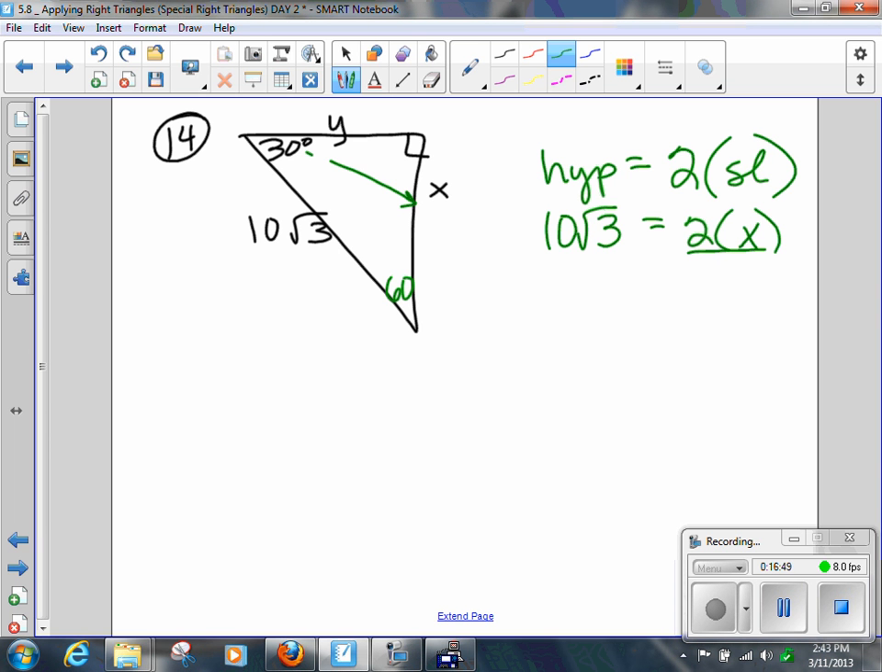You got to get the variable by itself. Exactly. 10 root 3 divided by 2. What is that? 5 root 3.